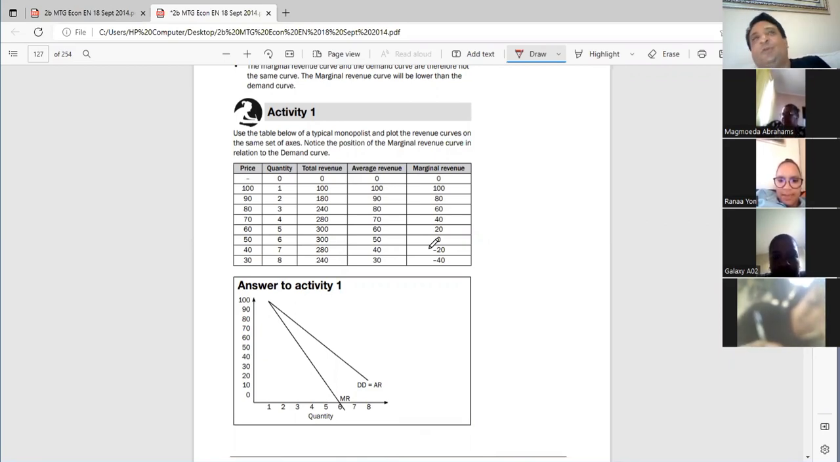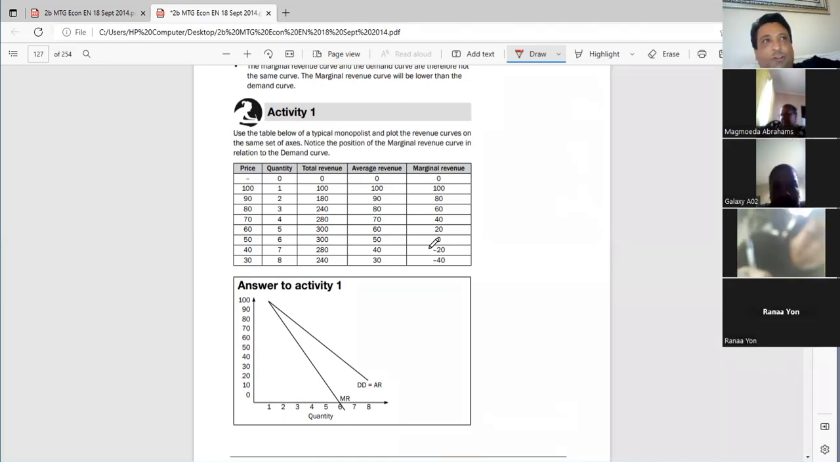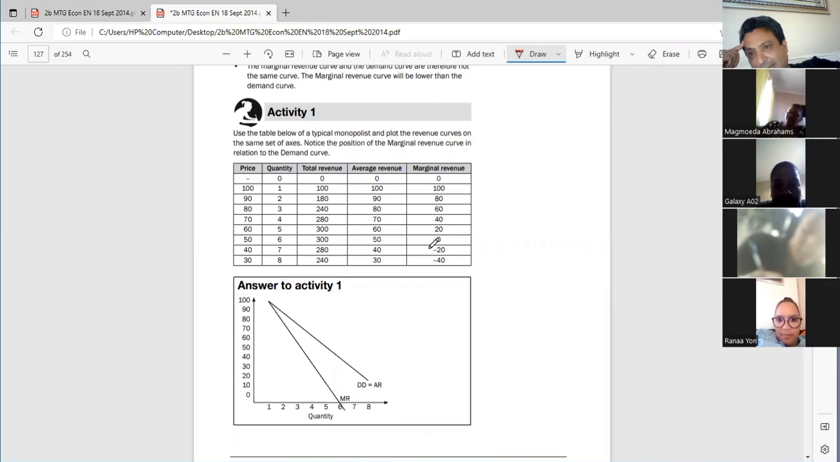In other words, let's assume it's 10 rand a burger. So you have 30 rand. You buy how many burgers? 3 burgers, am I right? If you have 50 rand, you buy 5 burgers, am I right?